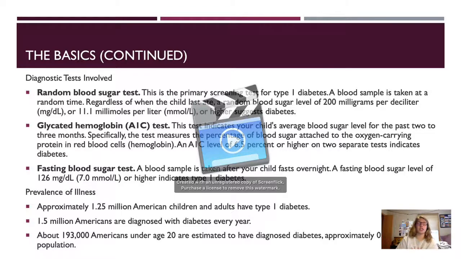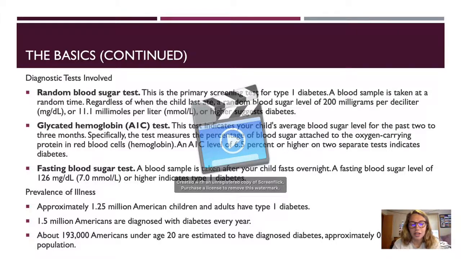A fasting blood sugar test. This is a blood sample that would be taken after the child fasts overnight. A fasting blood sugar level of 126 milligrams per deciliter or higher would indicate type 1 diabetes.